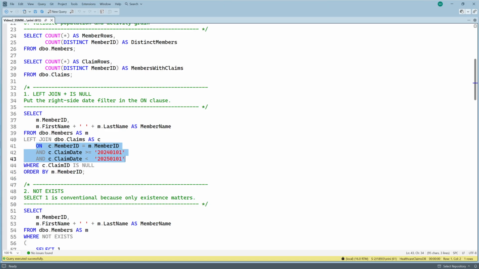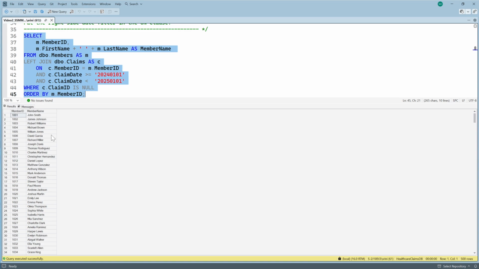This is intentional. I want to preserve every member first, but only consider claim rows that fall inside the 2024 date window. After the join, a member with no matching 2024 claim will have null in the claim side columns. The where clause then keeps only those rows where claim ID is null. These are the members who exist in the population table but have no matching claims during 2024. This pattern is very useful when you want to visually reason through the join and confirm which right side rows are missing.